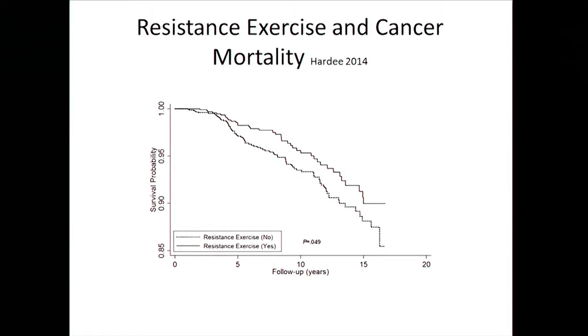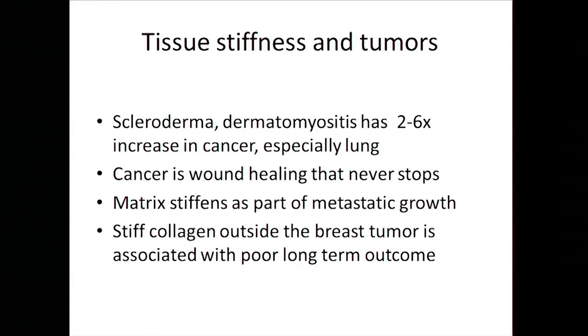If you do resistance exercise after you're diagnosed, your mortality is less. Mortality is up here if you're exercising, here if you're not. So we know tissue stiffness, scleroderma and dermatomyositis, have a 2 to 6-fold increase in cancer.